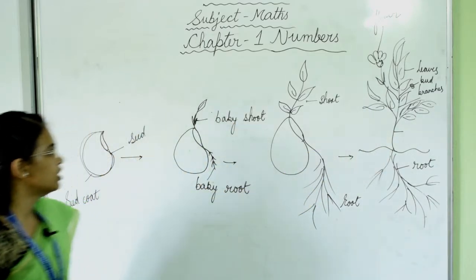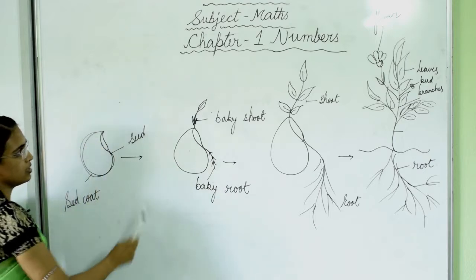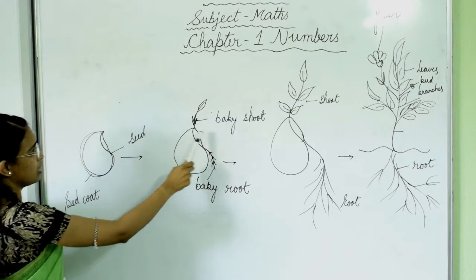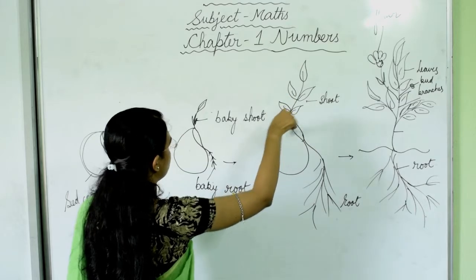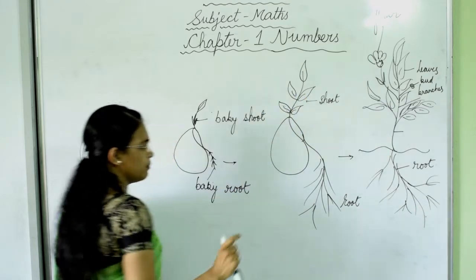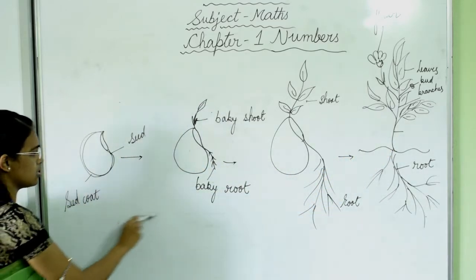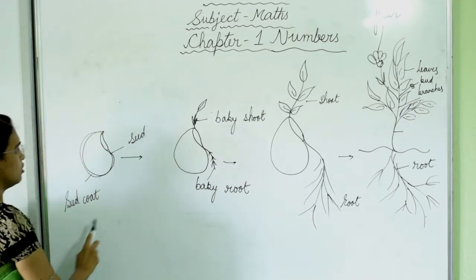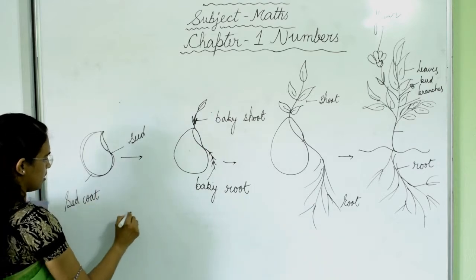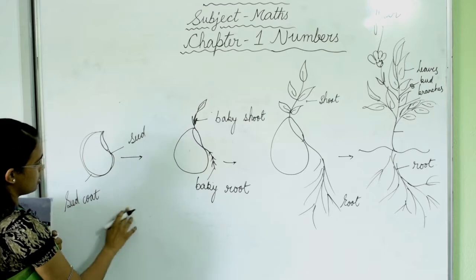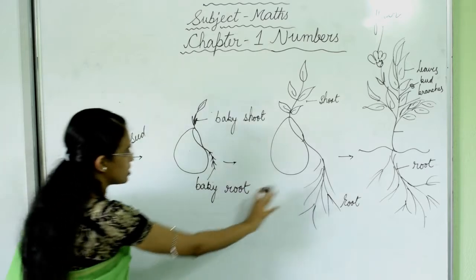So what is the process? First this is a seed, then from that seed baby shoot and baby roots come out. Then after that this baby shoot becomes a little bit big, and this way it becomes a plant. So this is the increasing process, okay? So this is an example of ascending order, or you can say this is increasing. छोटा से बड़ा हो रहा है ना, that means it is increasing, okay?